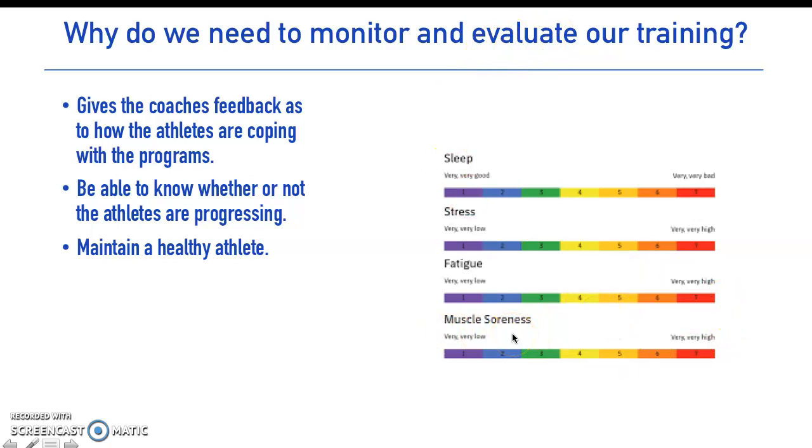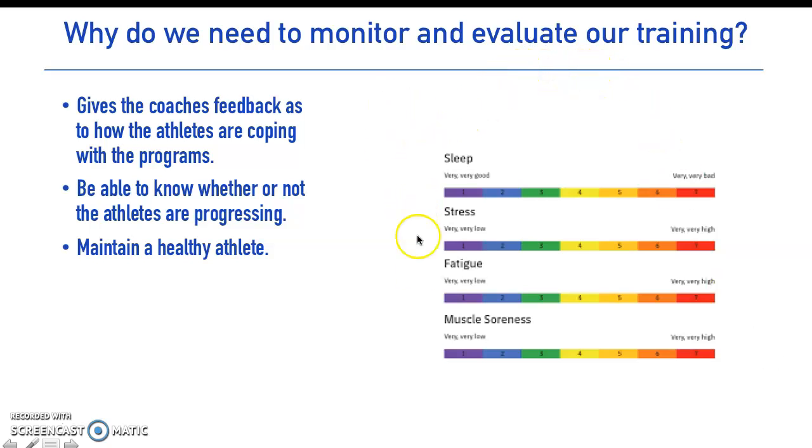Muscle soreness. Are your muscles really sore from training from the previous day or the previous week? Okay, we need to understand that if you've got a low muscle soreness, that's good. You're ready to train. Your muscles will perform a lot higher. If you've got a very high muscle soreness, then the athlete needs to try and recover. Okay, because the last thing we need to do is we do not want to cause any sort of injury.